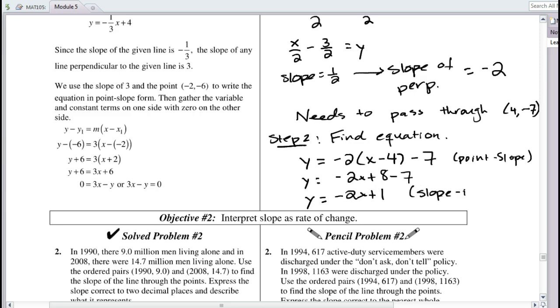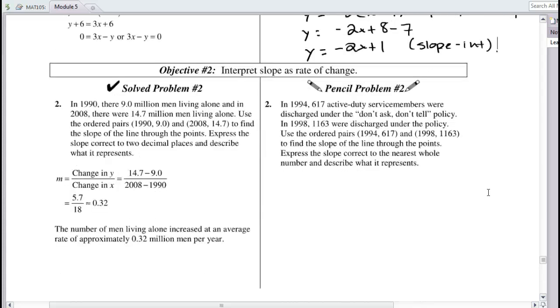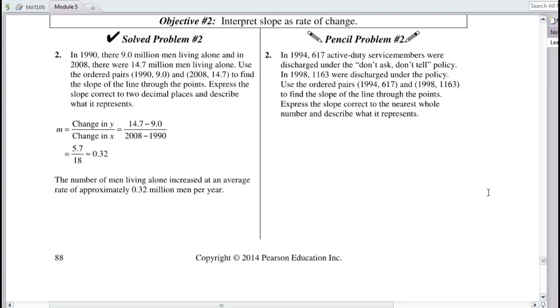Alright, let's look at the next one. So that's it for parallel and perpendicular. Same steps as last time, you just need to identify the slope first, given whether you have a parallel line or perpendicular line. Okay, pencil problem number 2.